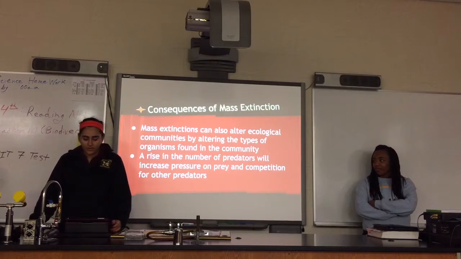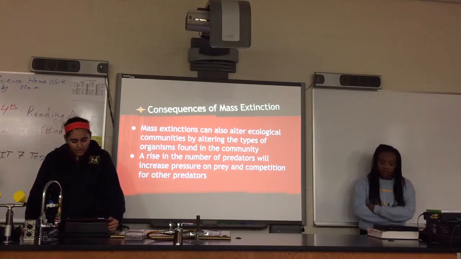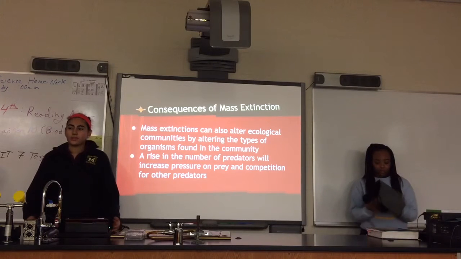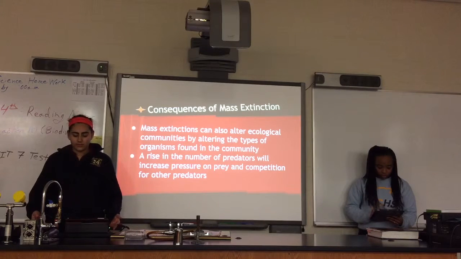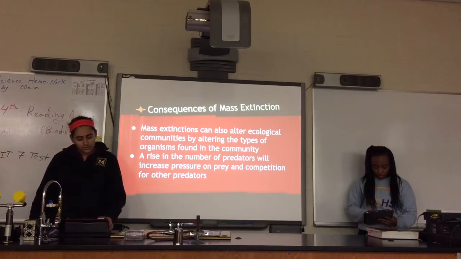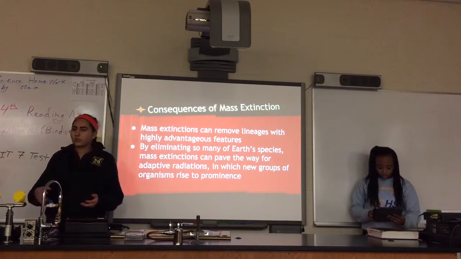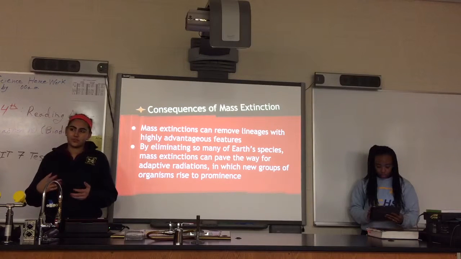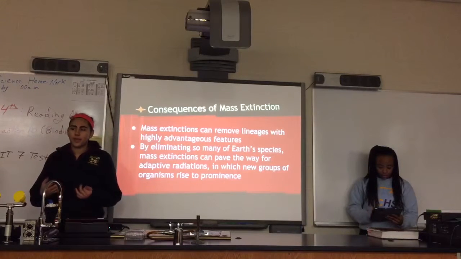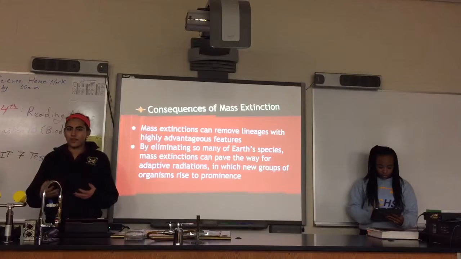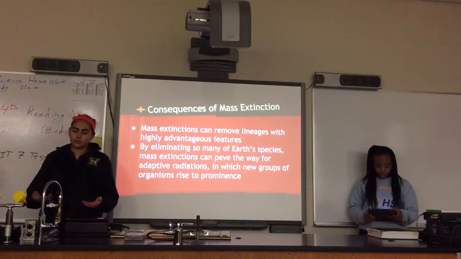Mass extinctions can also alter the types of organisms that we find in a community. An example would be a rise in the number of predators, which is going to lead to increased pressure on the prey they're looking for, and also to competition among predators. Also, by removing lineages, you can get rid of advantageous features. Sometimes a species will develop a characteristic that's really advanced and could lead to better organisms. But if that species goes extinct, that trait goes along with it.